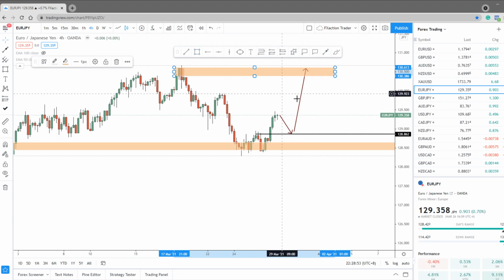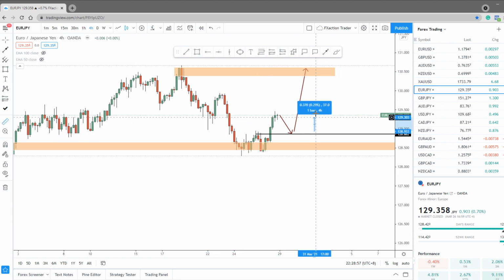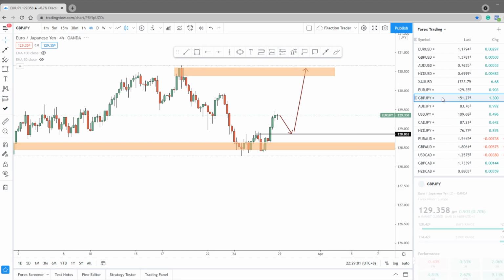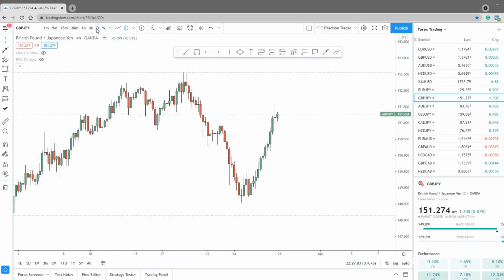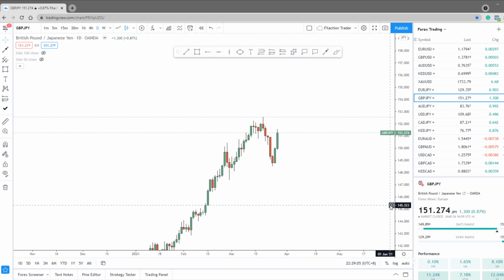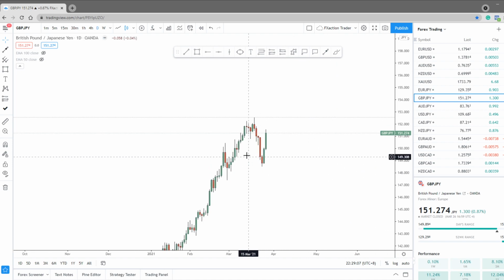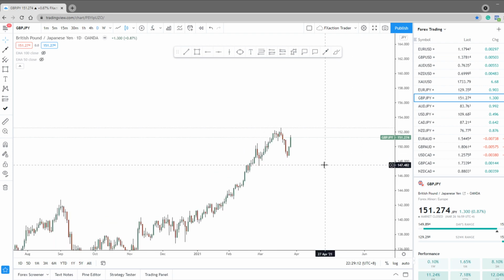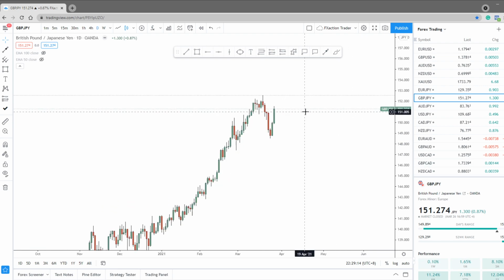And if we are able to cash this, we are going to gain about 150 pips. So let's have a look at the Pound Yen. On the daily chart, we can still see that the market is in a very strong bullish momentum and we should not go for a sell signal.